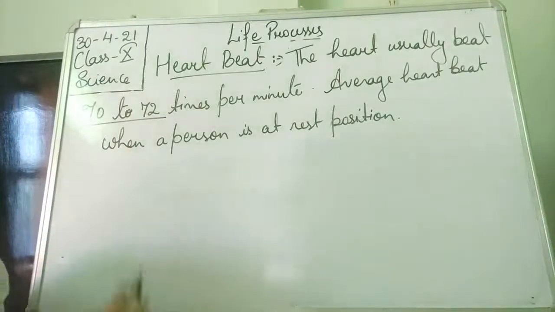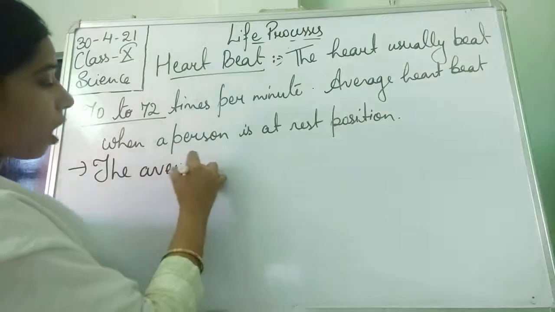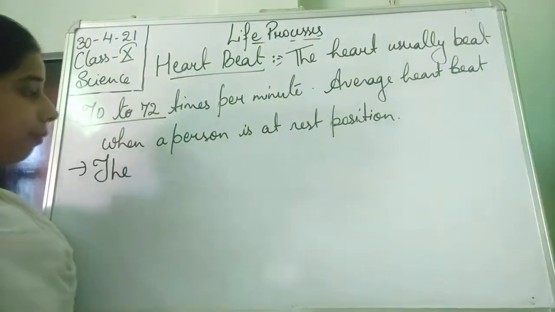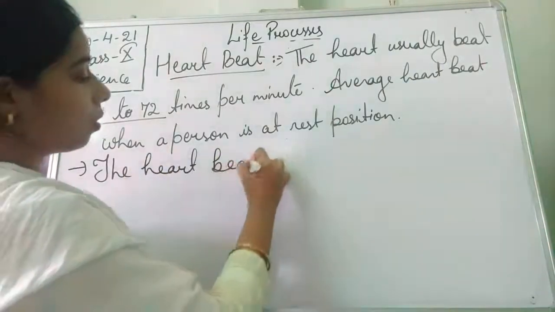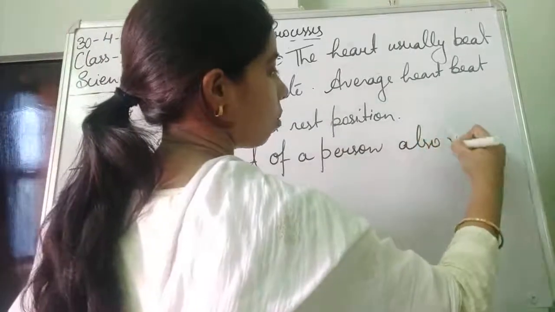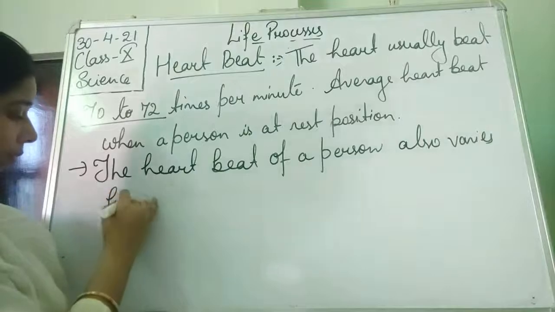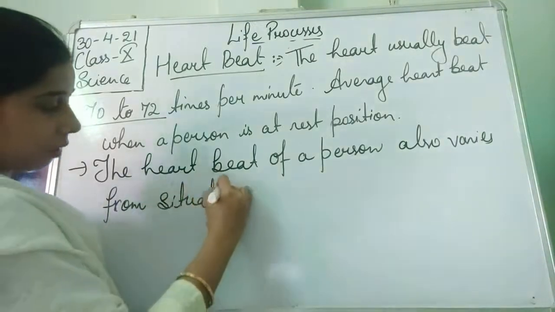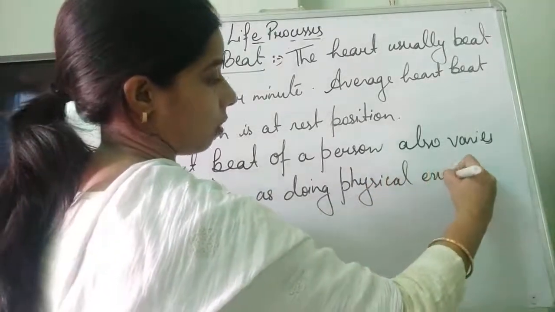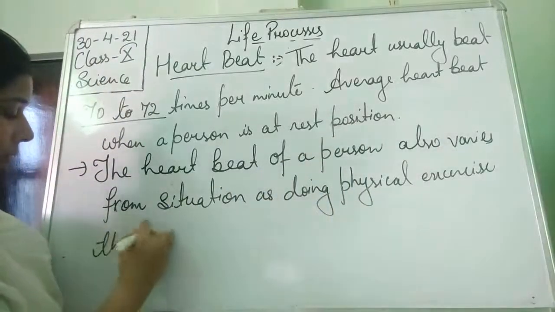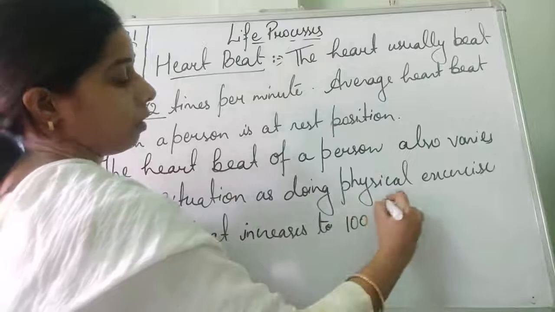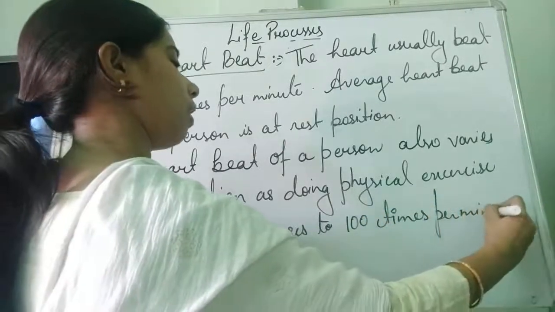So we can write here that the heartbeat of a person also varies from situation to situation, such as when doing physical exercise, the heartbeat increases to 100 times per minute.